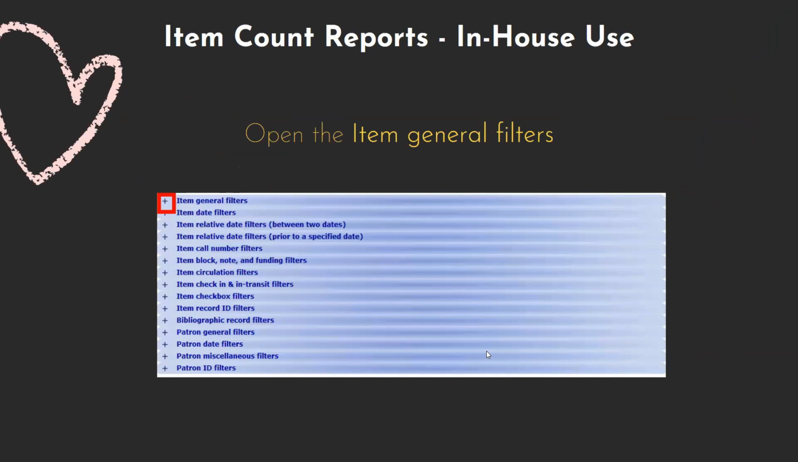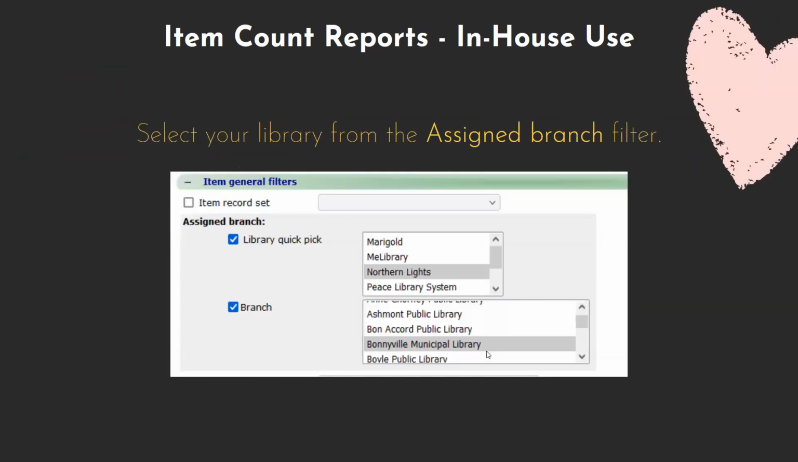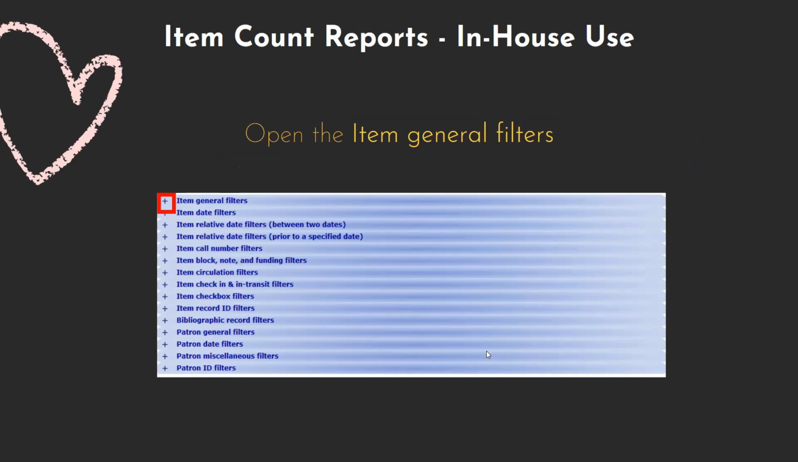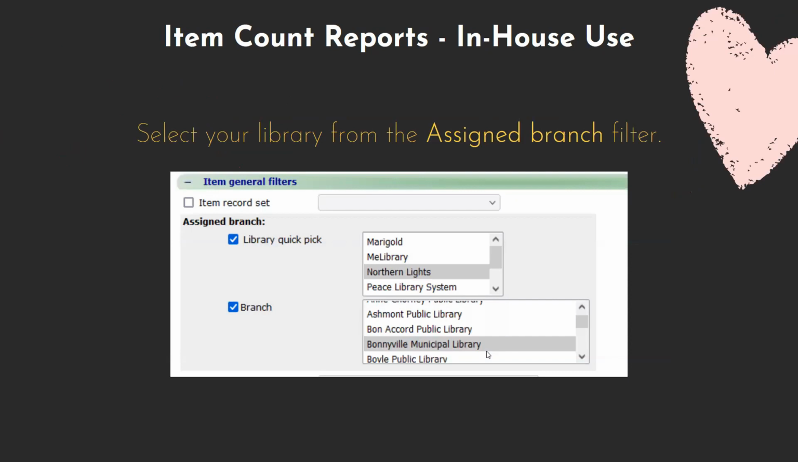You're going to go into item general filters. So this one I did capture. I'm going to open that little guy up. And then it should go back. When you're doing an item count report or an item list report, there are two to potentially three filters you're always going to set. One is your library. You have to pick that. It won't let you run a report without it.